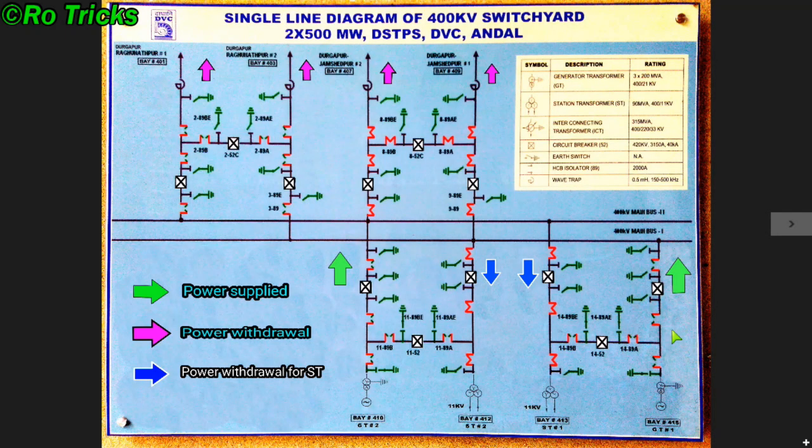Now you know that power is fed to the bus bar via the generator 1 bay and generator 2 bay, which are marked in green, and power is withdrawn via these 4 lines which are marked in pink. These 2 lines withdraw electric power from the bus bar for the station transformer.